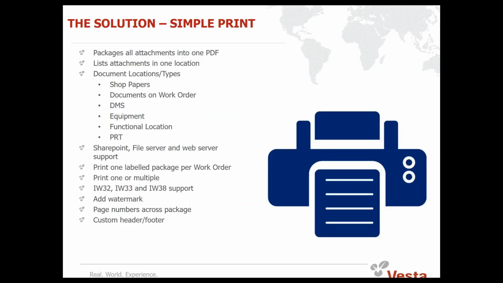Our solution to this is Vesta Simple Print, and what it does is it essentially packages all the attachments that you have selected. We initially show a screen where all the attachments are listed in one location, so you don't have to go clicking around anymore. And then from that, we convert that into a single PDF file, which has watermarks with the order number on it, as well as page numbering across the package. So per work order, we print one work package that you can add sequential page numbering to, so you have everything nicely numbered, as well as the ability to add custom headers and footers.